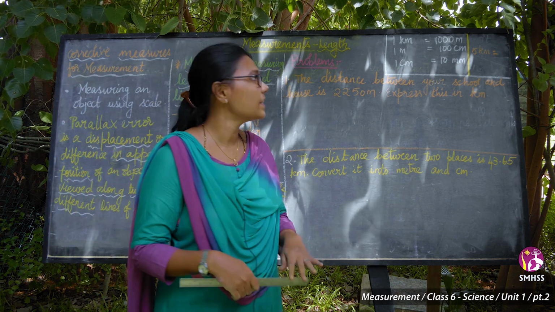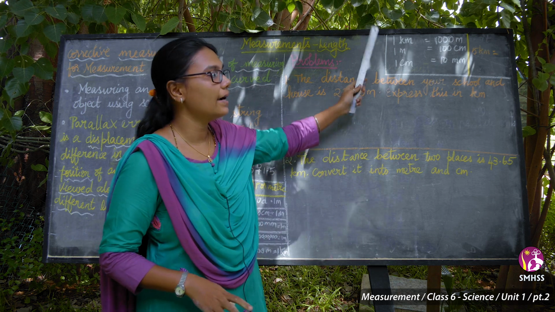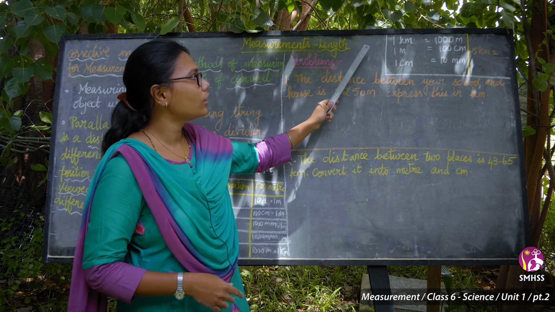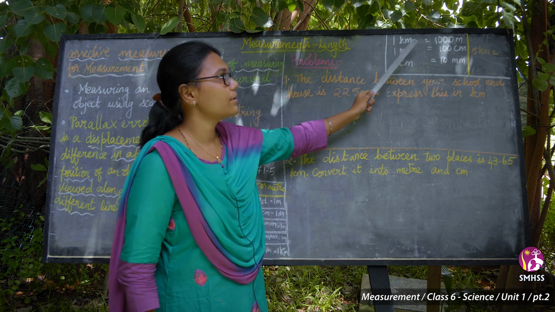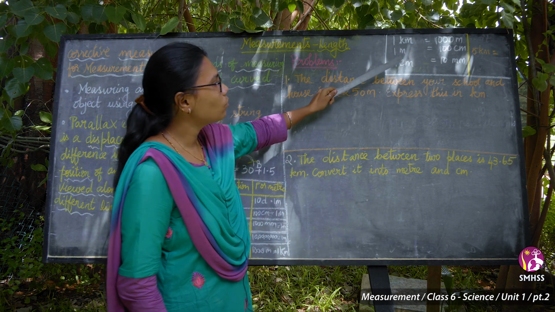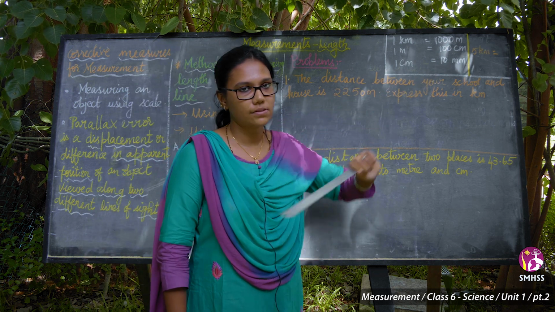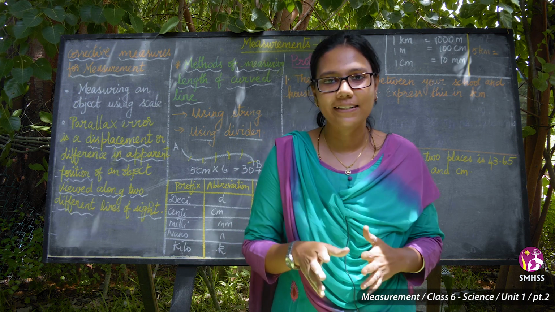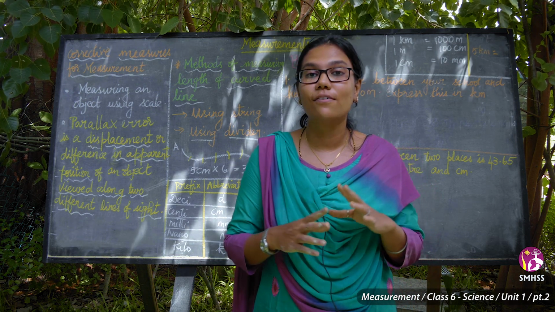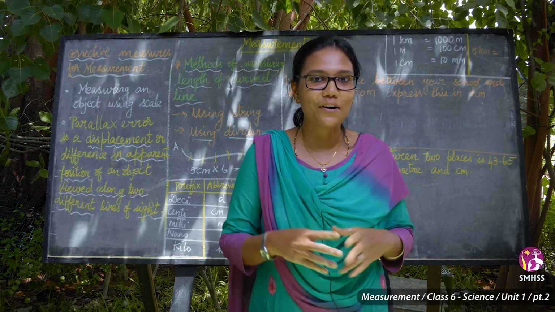In our previous video, we saw about these standard units of length. 1 kilometer is equal to 1000 meters. Then we saw 1 meter is equal to 100 centimeter and 1 centimeter is equal to 10 millimeters. Now we are going to solve a problem.